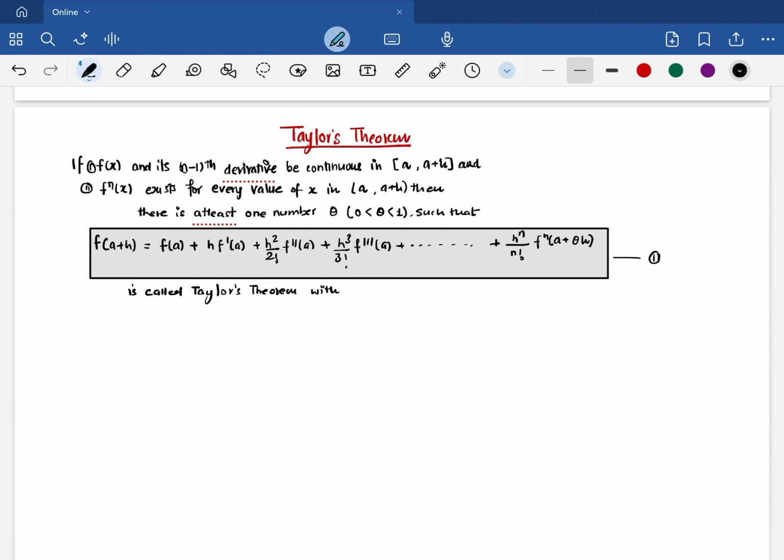with Lagrange's form of remainder, and this remainder Rn basically represents the last term, that is h to the power n upon n factorial, f to the power n, the nth derivative of a plus theta h.